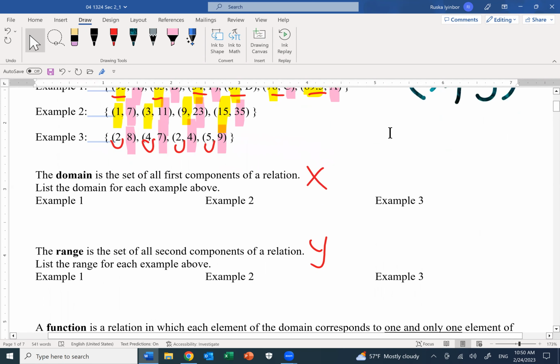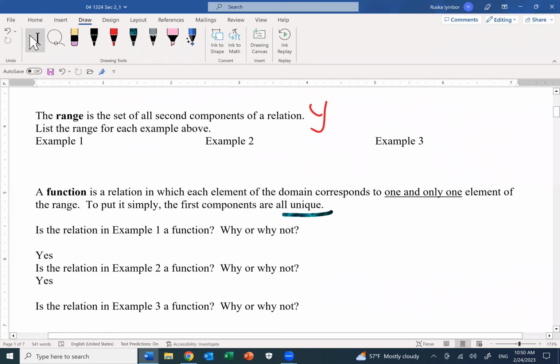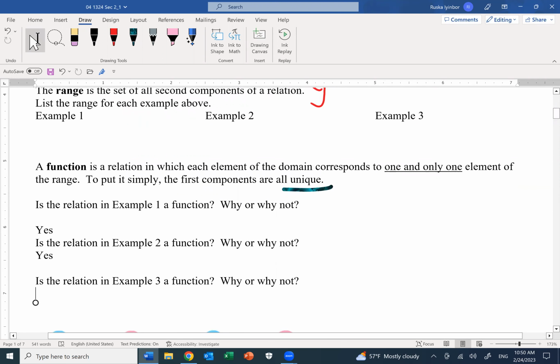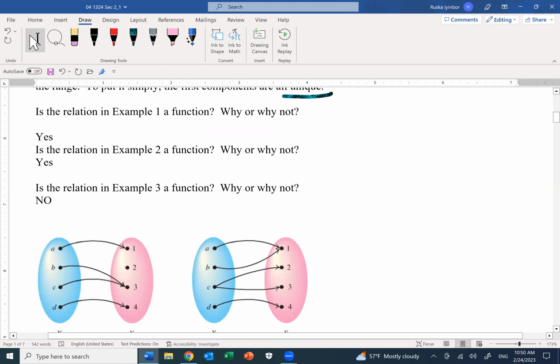Now let's look at my example 3. We have the numbers 2, 4, 2, 5. Looking at those x coordinates, we have two repeating ones. We have 2 here, and we have 2 here. So what that means, with two repeating x's, is that this relation is not a function. Why is it not a function? Because we have a repeating x. Okay? So that's how you know if it's a function or not.